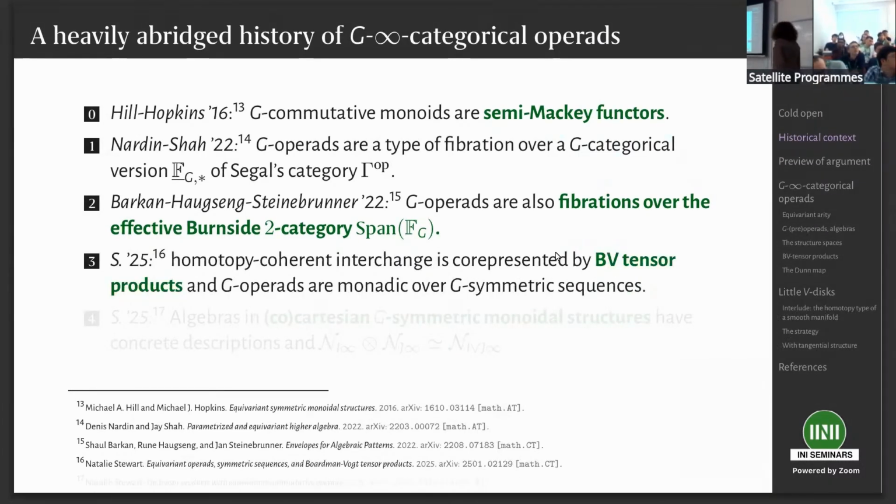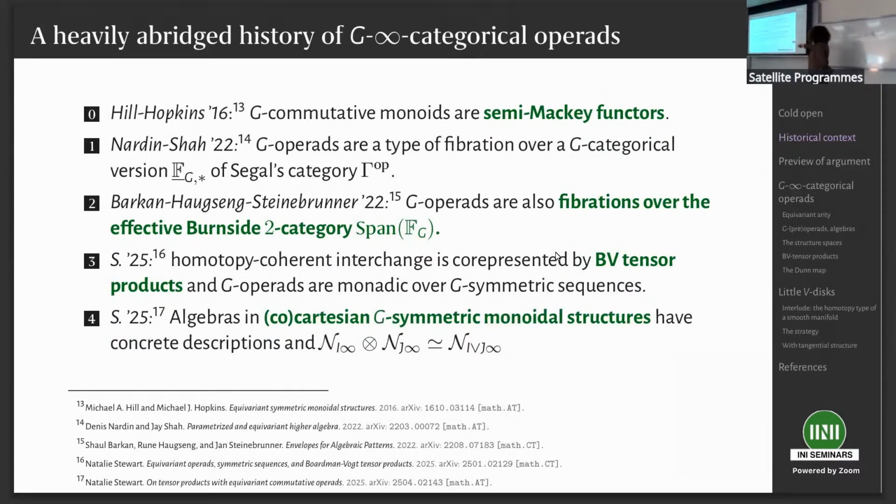Going forward a little bit in history, there is a corepresenting object for homotopy-coherent interchange, Boardman-Vogt tensor products. You can find it in a paper that exists, and I promise it's not really long and complicated. And in particular, there's also a monadic, conservative forgetful functor to G-symmetric sequences, which you can find over there. I'll go over it.